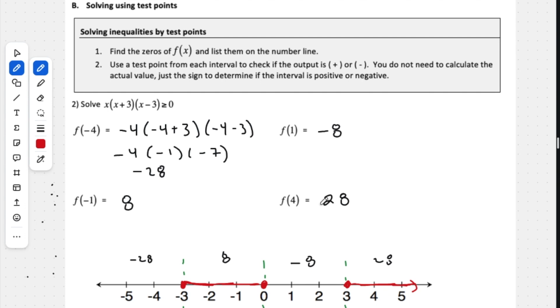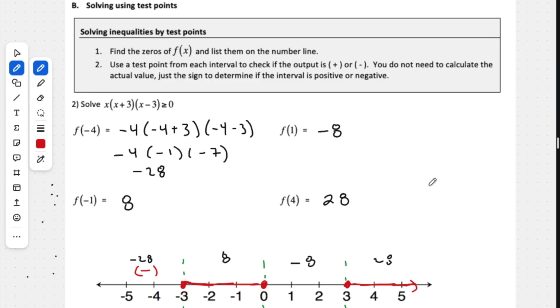Here I took it all the way to numbers. You don't have to. You really only care about the sign. So if you wanted to speed this up a little bit, you could go, if I put in -4, that would be negative, that would be negative, and that would be negative, which means I'd have a negative number, which means that didn't work. So you can do it with just the signs. You don't really need the number, just the sign of the number. So that is test points.